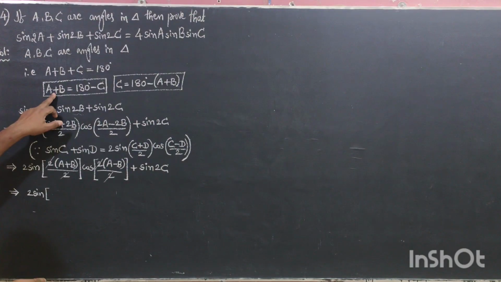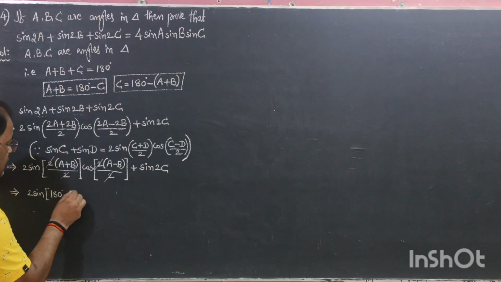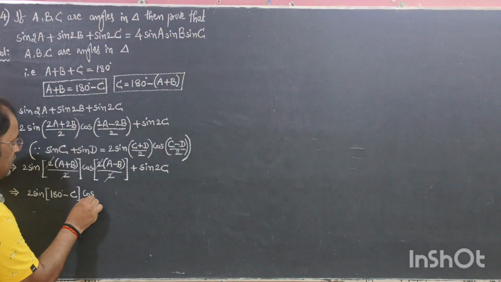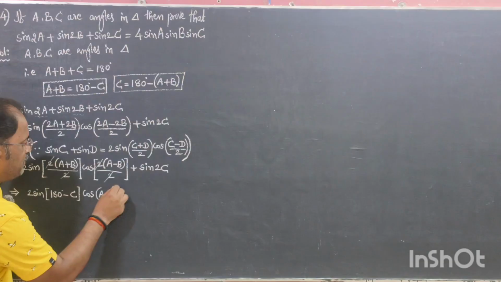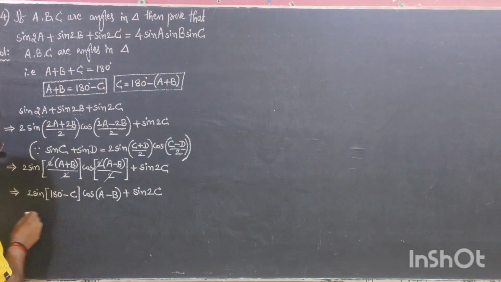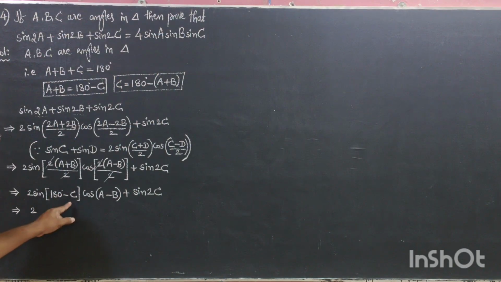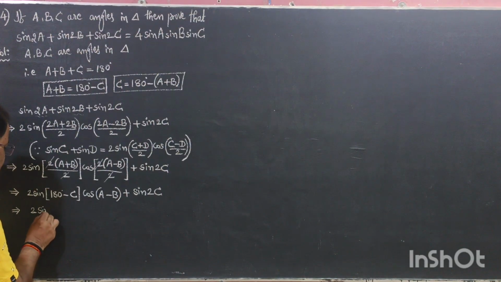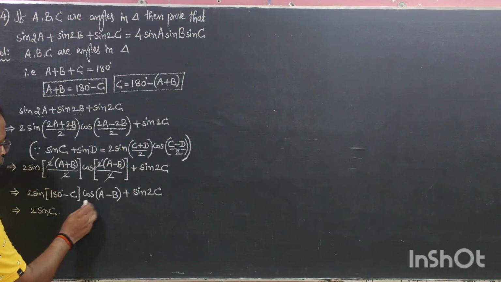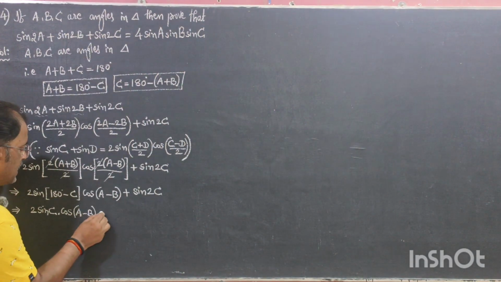What is the A plus B value? 180 minus C. Substitute the A plus B value as 180 minus C. The remaining cos of A minus B stays as it is, and sin 2C also as it is. Next, 2 sin of 180 minus theta, where C can be taken as theta. Sin of 180 minus theta can be written as sin theta. Next, into cos of A minus B as it is, plus sin 2C.